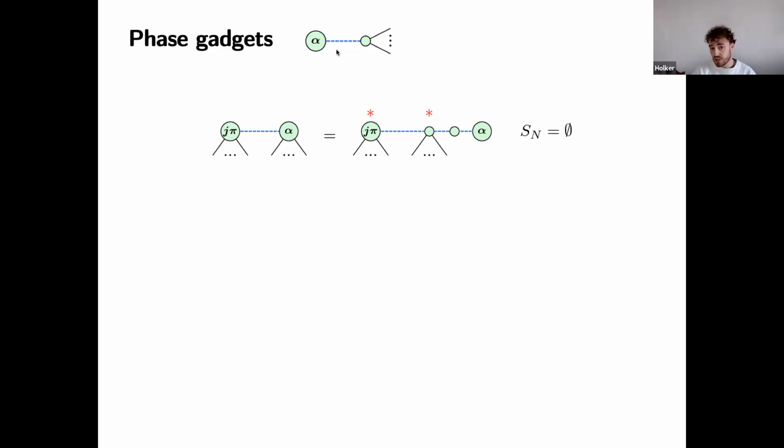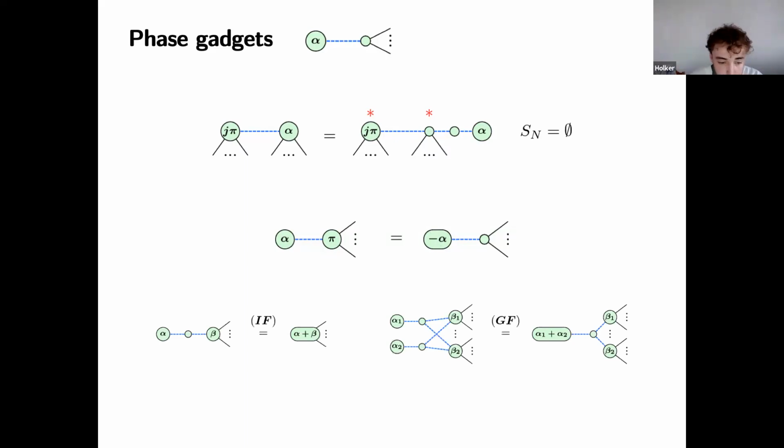Once you have phase gadgets, there are a few rules that you can apply. If the base spider picks up a phase of pi, then you can use the copy rule to pull that into a negative multiplier phase on the gadget. And you can also use identity fusion: if it only has one edge, then you can fuse it back into the graph. And gadget fusion allows you to fuse any two gadgets together which are connected to the same set of vertices.